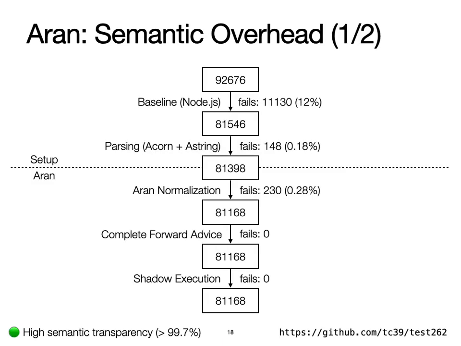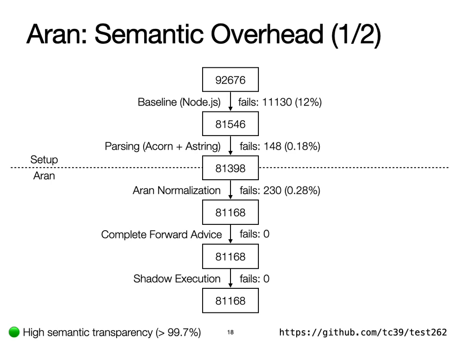The second experiment evaluates the semantic overhead of my framework on test262. It is the official conformance test suite of ECMAScript and contains more than 90,000 test cases. The idea behind this experiment was to link semantic discrepancies with assertion failures. To diagnose those failures, the experiment was separated in multiple stages. The 2 first stages at the top only exercised the experiment setup without Aran.